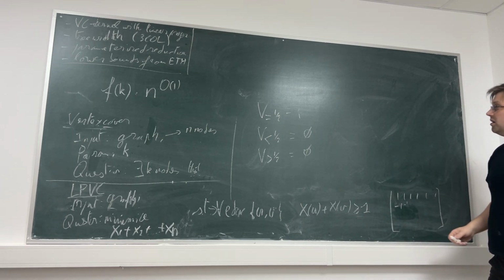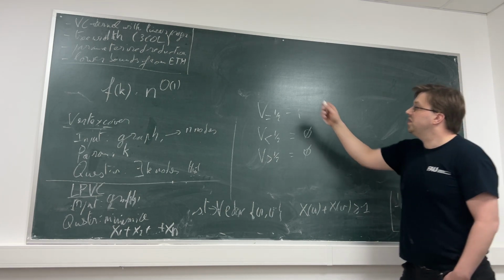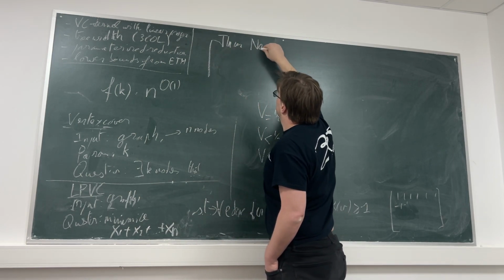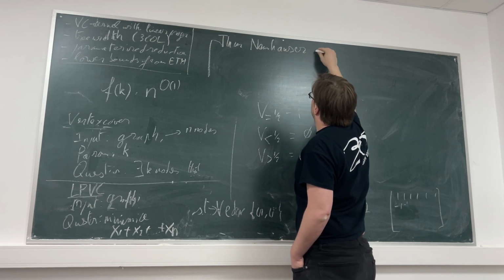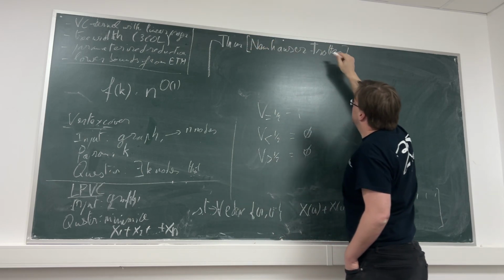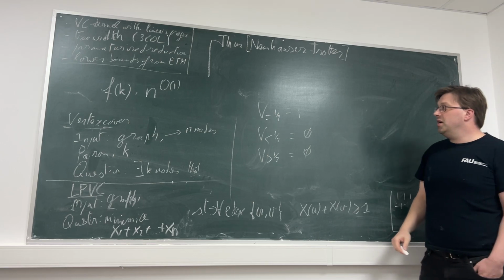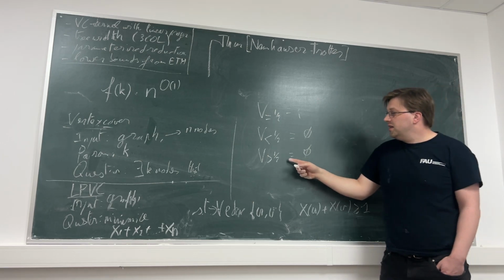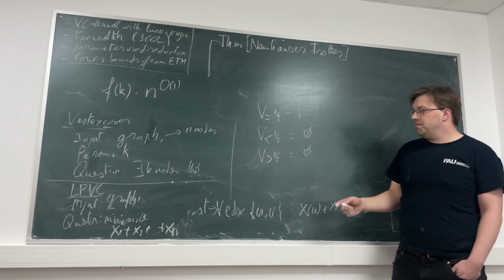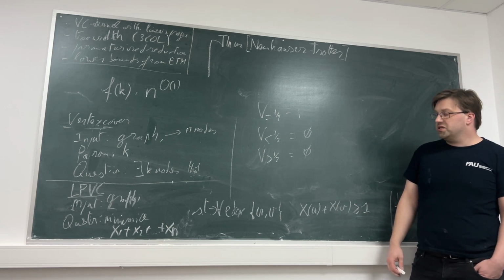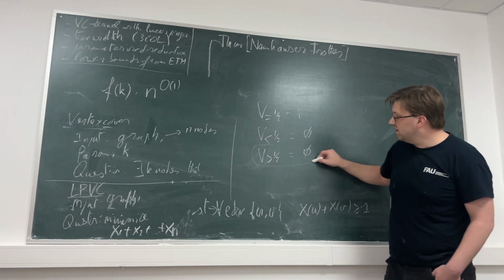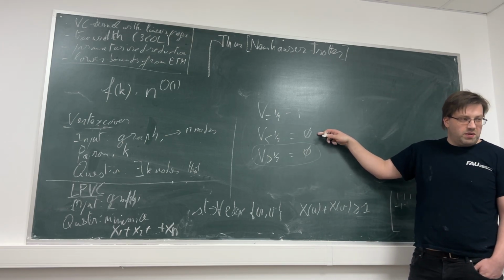Okay, so the theorem says that if there exists a vertex cover of size at most k, then there also exists, let me say it again, a vertex cover of size k that contains this set and does not contain any element from this set.